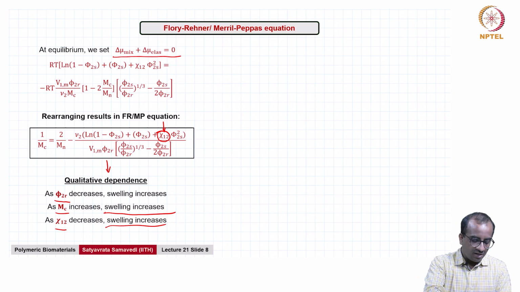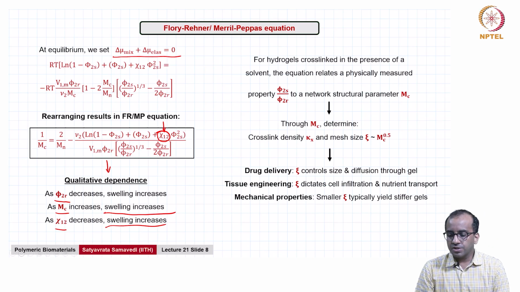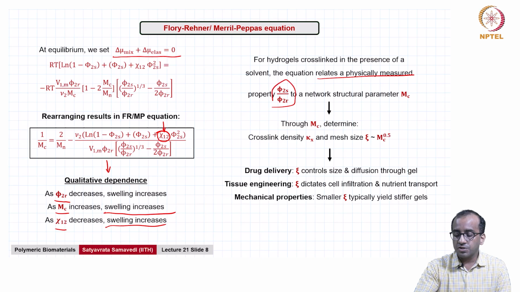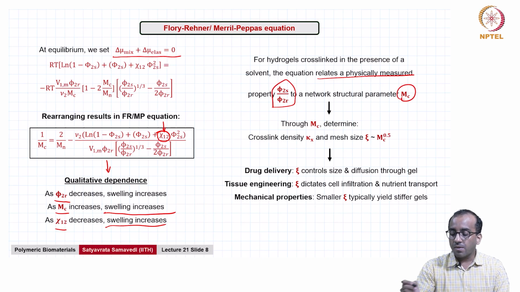So, in summary, the power of this equation comes from its ability to relate a physically or experimentally accessible property to a network structural parameter MC, and through MC one can now determine crosslink density kappa x, as we saw on the previous slide. It is also related to mesh size, and the scaling is to the 0.5. Mesh size scales as MC to the 0.5, in some special cases at least.